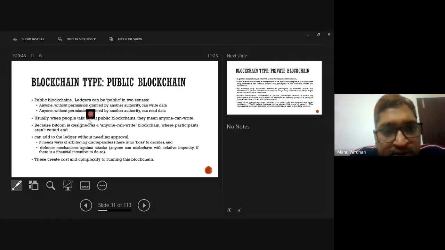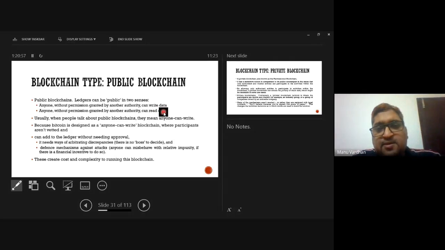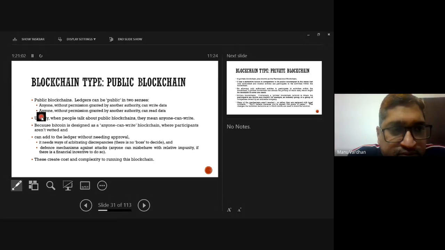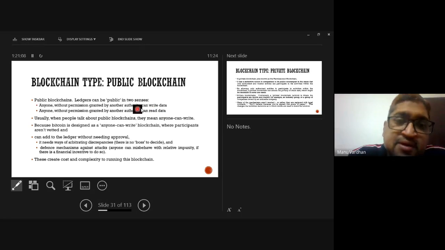So in a public blockchain, results can be public in two senses. Anyone without permission granted by another authority can write the data, and anyone without permission granted by another authority can read the data. So, dear participants, in the second point, anyone without permission can read the data. As long as someone is reading the data, it's fine, since it is not creating any kind of overhead on the blockchain.